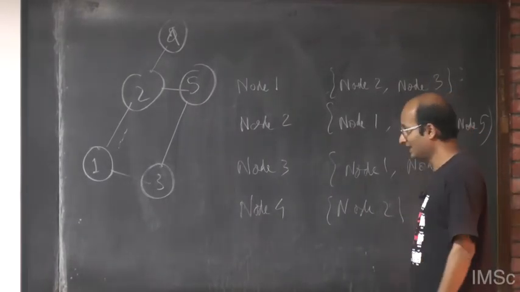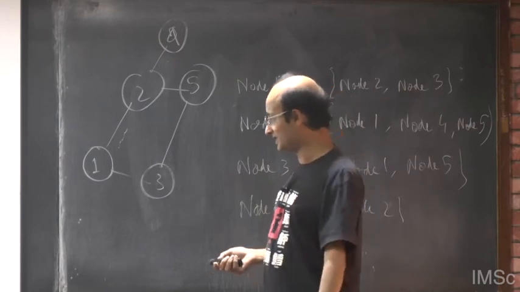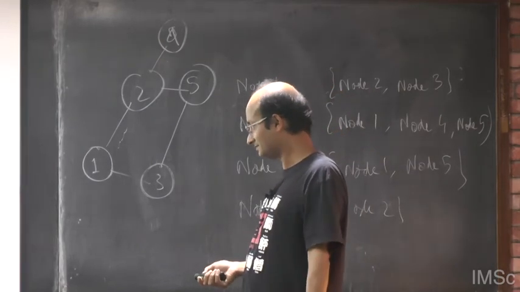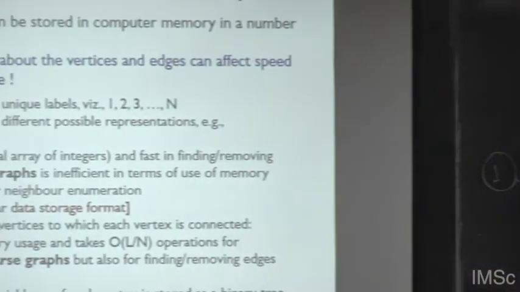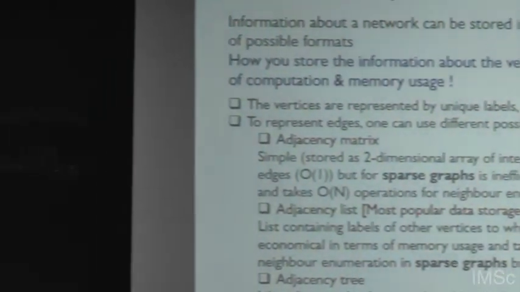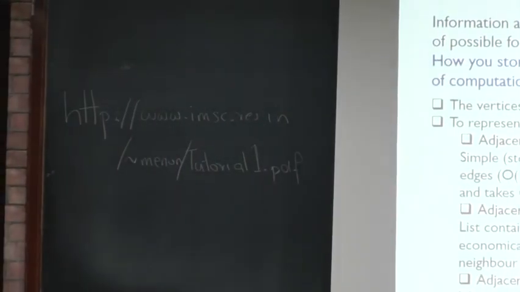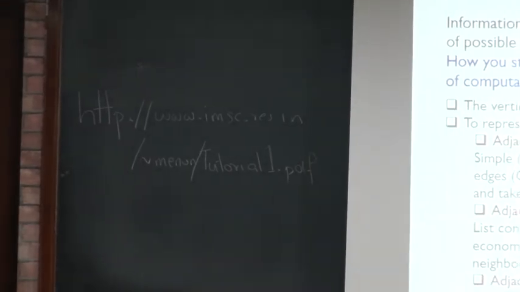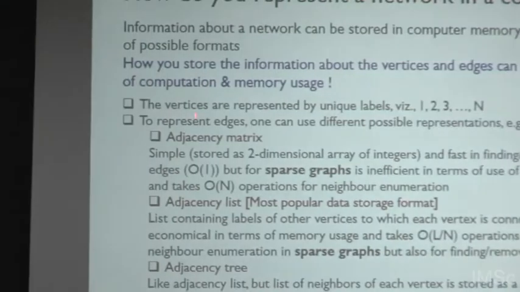So the advantage of using an adjacency list is that there are operations which would take extremely less time if you represent the network in terms of an adjacency list rather than in terms of an adjacency matrix.